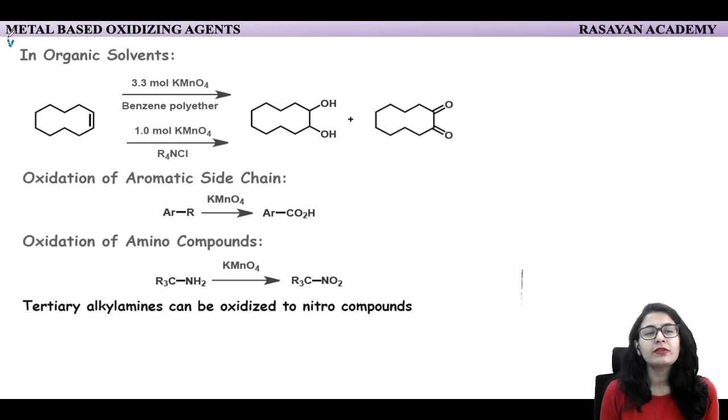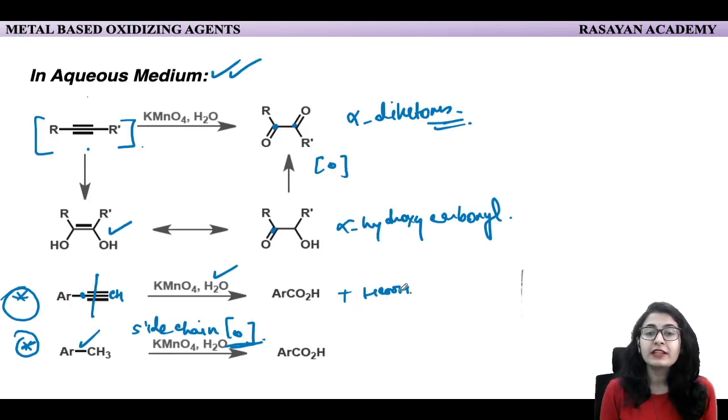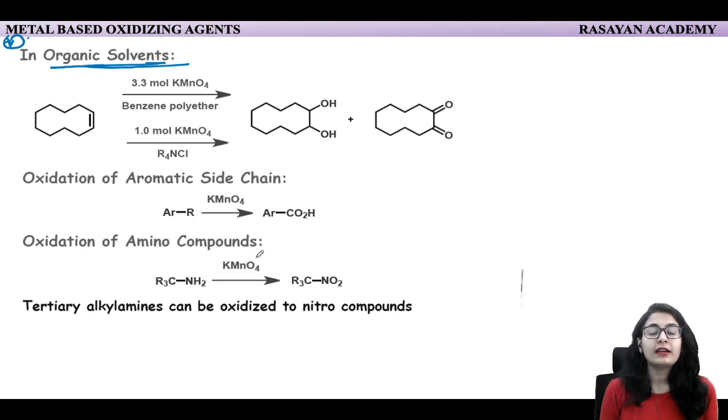Now we have seen one very important difference. Organic solvent में और aqueous solvent में क्या फर्क होता है? In the aqueous solvent, KMnO4 is more powerful because it is K plus and MnO4 minus. Alright, so you see in the aqueous solvent, it's just doing over oxidation all the time, right? But in the, you see, 3.3 mole KMnO4 benzene polyether and 1.0 mole KMnO4 in this ammonium chloride solution, right? So what do we see? We see it is converting this alkene to the diol as well as diketone like this, not breaking the chain anymore.